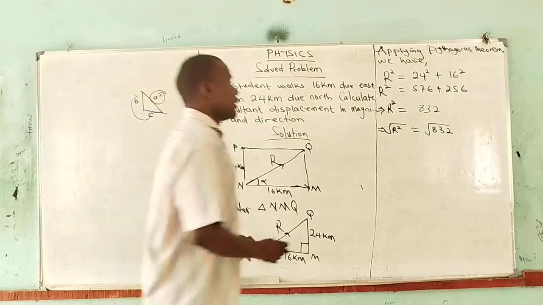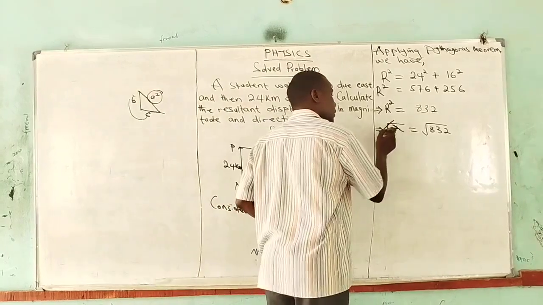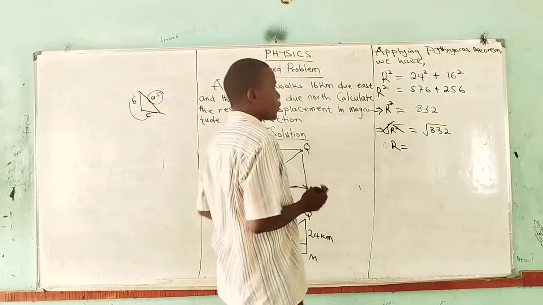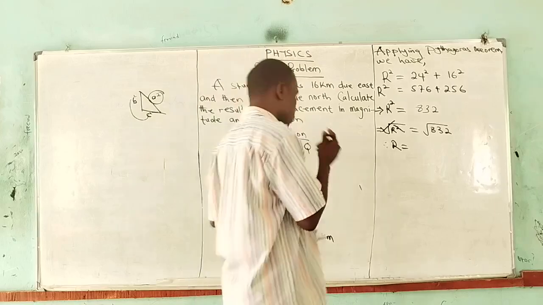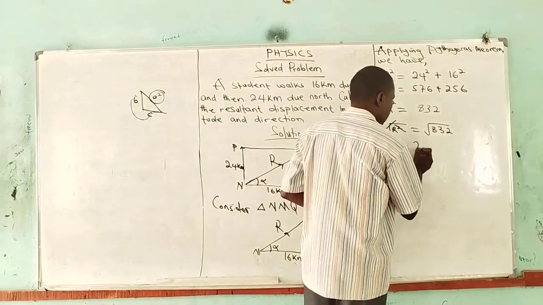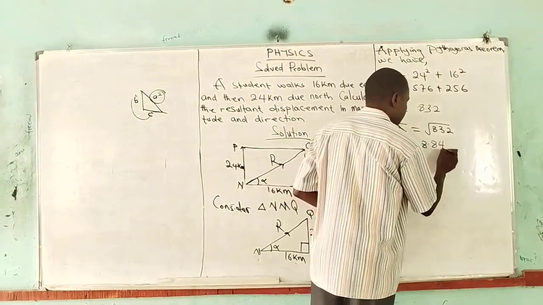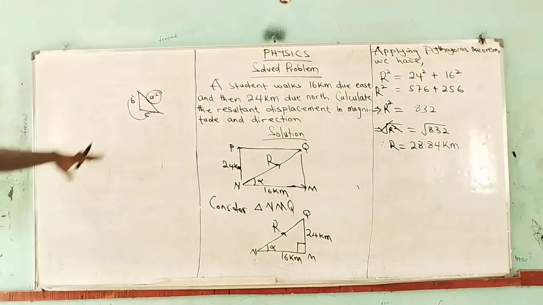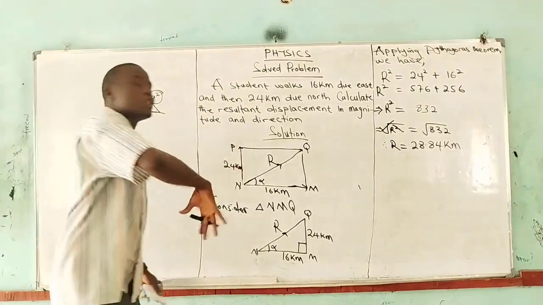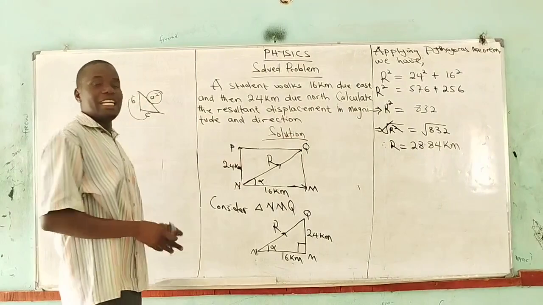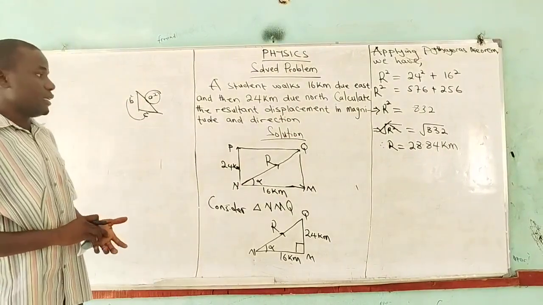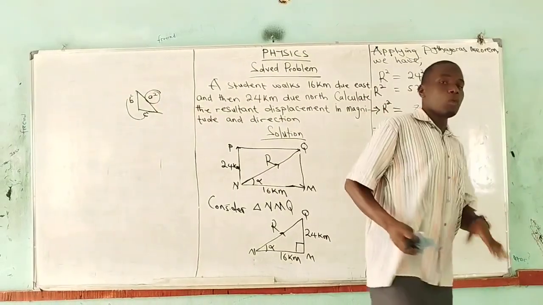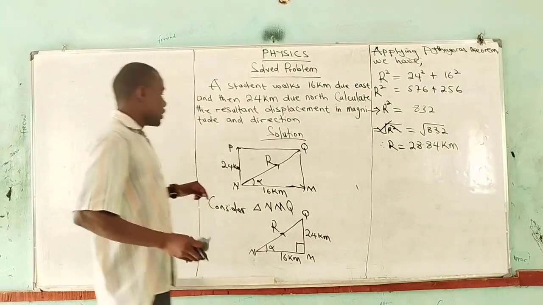So the square root will cancel the square, therefore R is what? The square root of 832 is 28.84. It is 28.84 kilometers. That is the resultant displacement, the total displacement. How many? 28.84 kilometers.